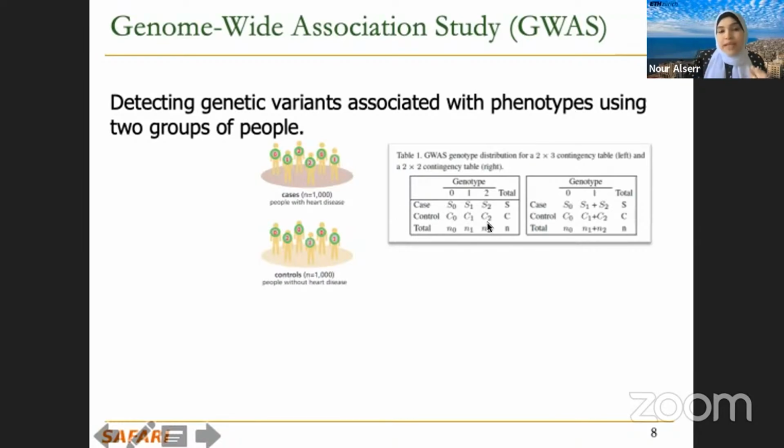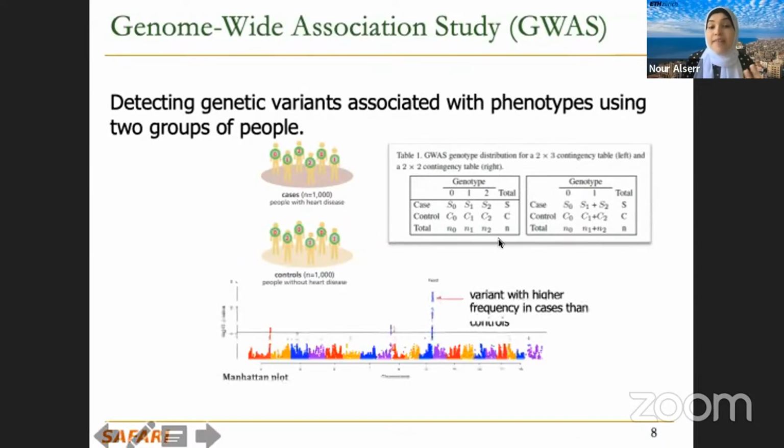Now, what we have from these studies are these tables. For each case and for each control, we are trying to find how many of them have the value 0 at that SNP, how many of them have the 1 value and the 2 value. So we are only counting all of these numbers, and the output of such studies again are statistics. So we are talking about chi-square statistics.